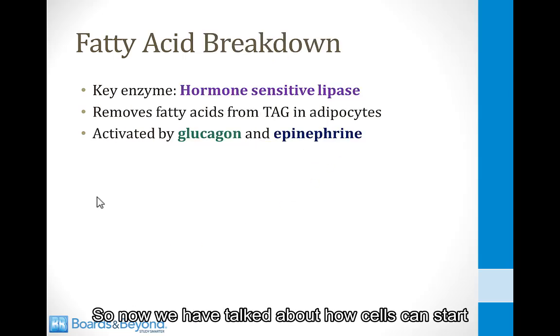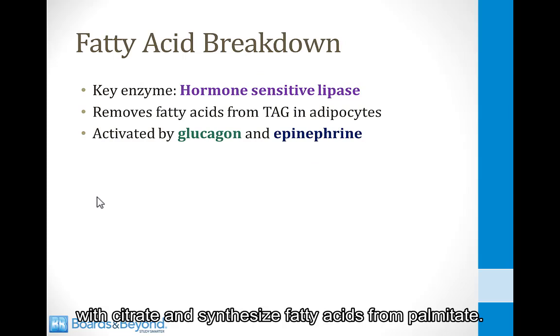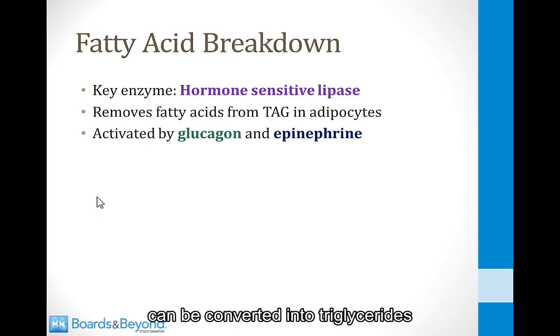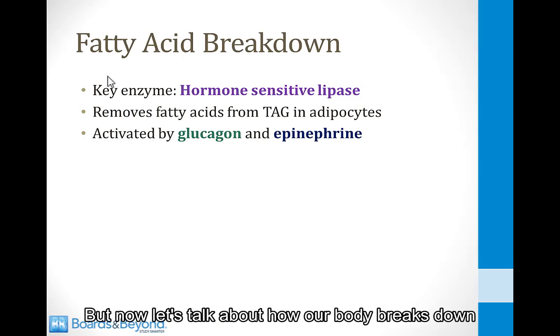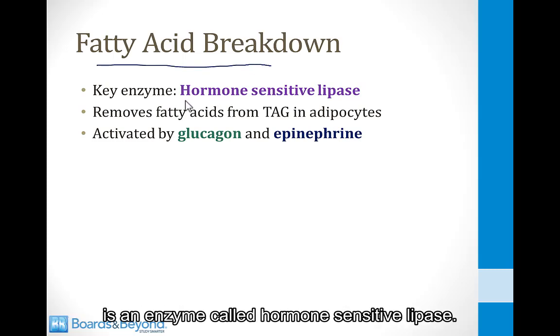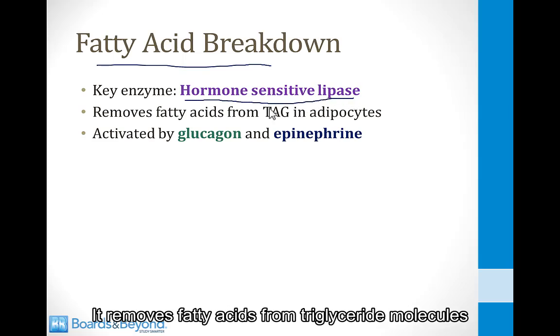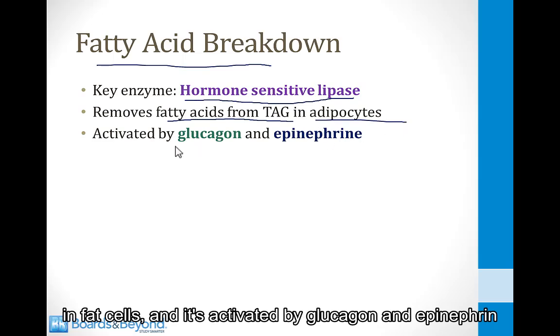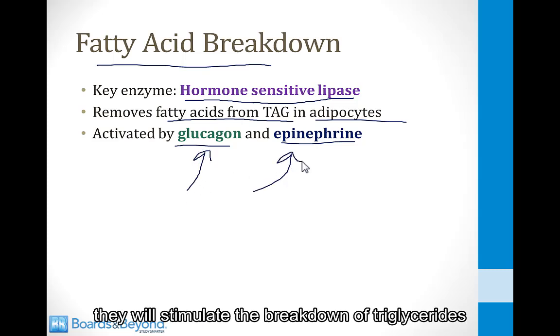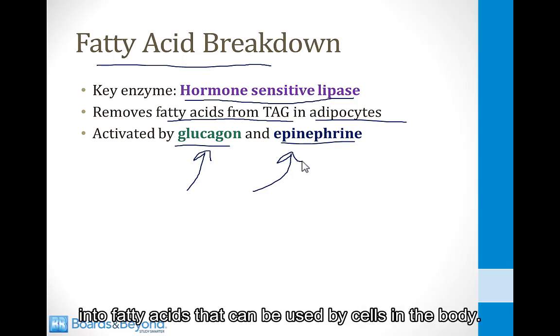So now we have talked about how cells can start with citrate and synthesize fatty acids from palmitate. We've also talked about how those fatty acids can be converted into triglycerides and stored in adipose tissue. But now let's talk about how our body breaks down those triglycerides in adipose tissues when it wants to use those carbon structures for energy. And the most important enzyme here is an enzyme called hormone-sensitive lipase. It removes fatty acids from triglyceride molecules in fat cells, and it's activated by glucagon and epinephrine so that when these hormone levels increase, they will stimulate the breakdown of triglycerides into fatty acids that can be used by cells in the body.